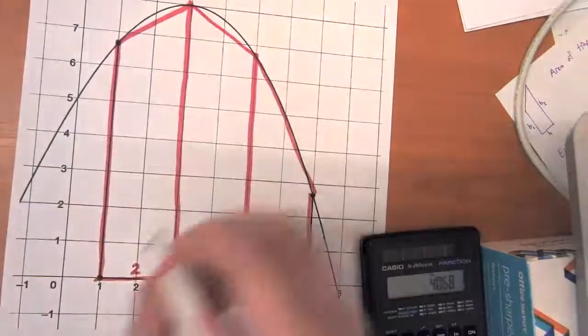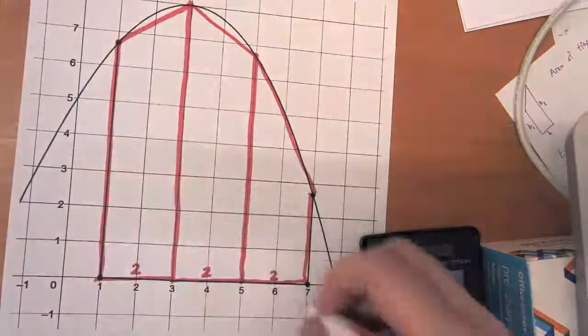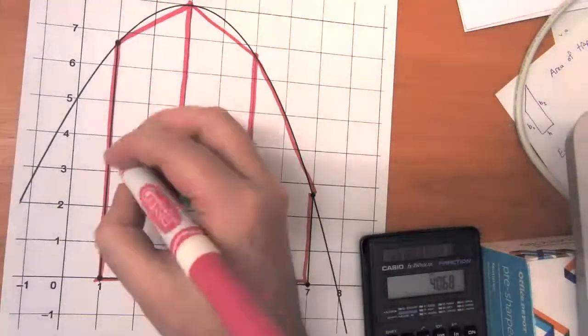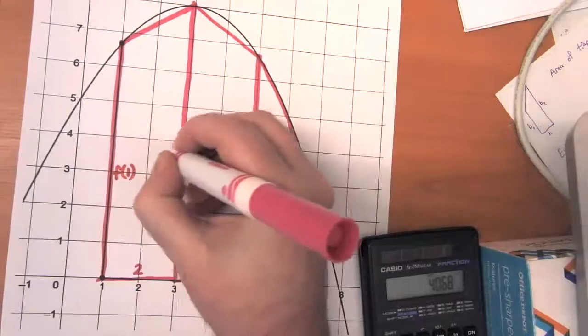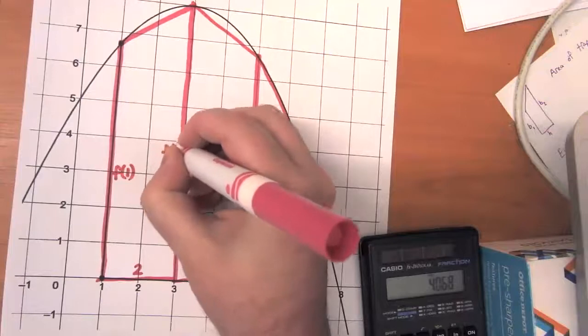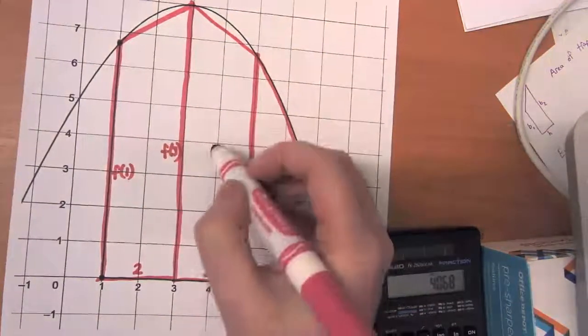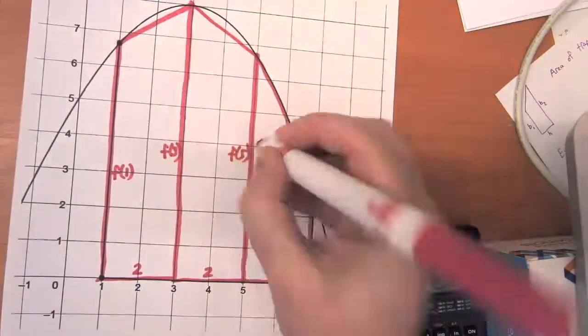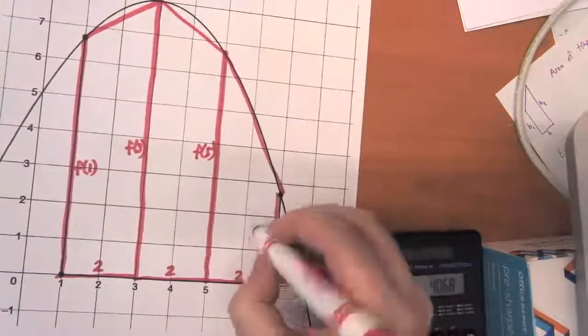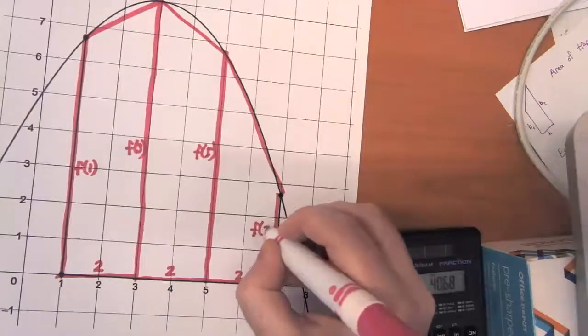All right. So these things all have a common length of 2, and the sides of this are f of 1 and f of 3. The sides of the second trapezoid are f of 3 and f of 5, and the third trapezoid is f of 5 and f of 7.